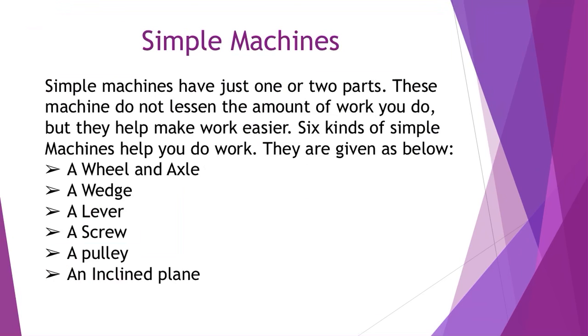Then we have simple machines. Simple machines have just 1 or 2 parts. The machines do not lessen the amount of work you do, but they help make your work easier. 6 kinds of simple machines help you do work. They are given as below: a wheel and axle, a wedge, a lever, a screw, a pulley, and an inclined plane. So simple machines are basically 1 or 2 part machines which help you do your work. They don't do your work for you completely, but they make it a lot easier. We'll study these simple machines in our next slides.